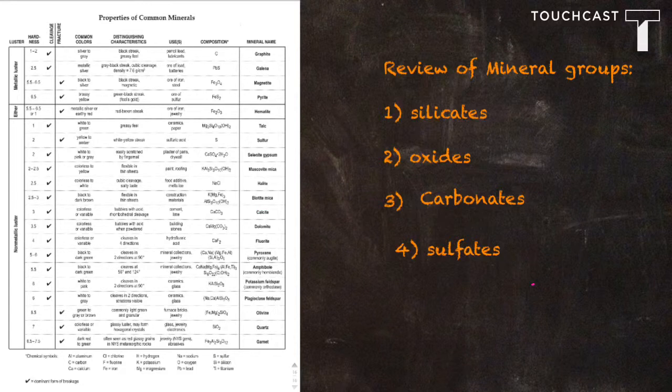So in review, there are 4 of the 8 common mineral groups: silicates, oxides, carbonates, and sulfates. You can look on your reference table, page 16, and look at the chemical composition, look at the elements that make up each of those minerals, and they will help you put them into each mineral group.